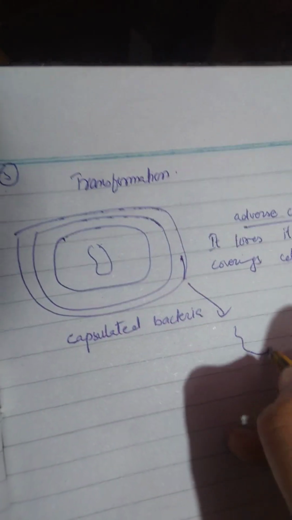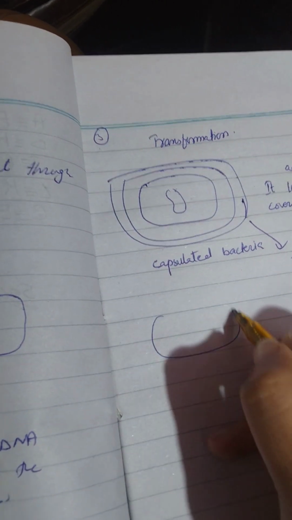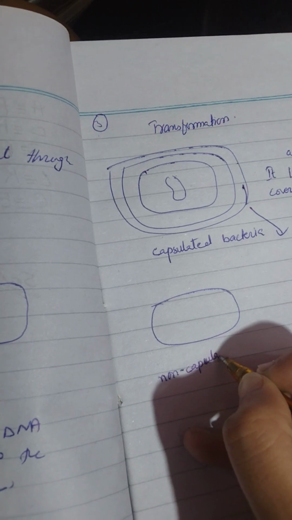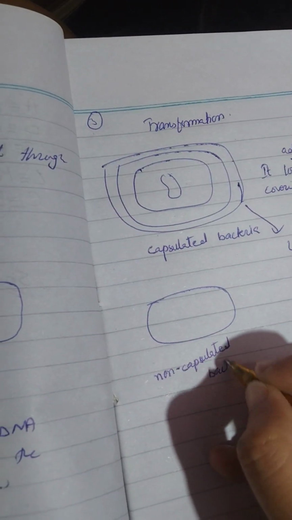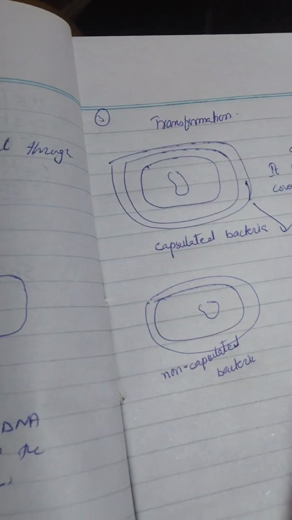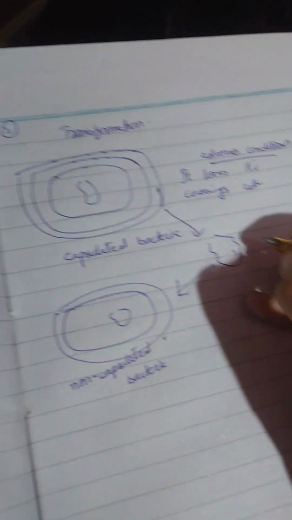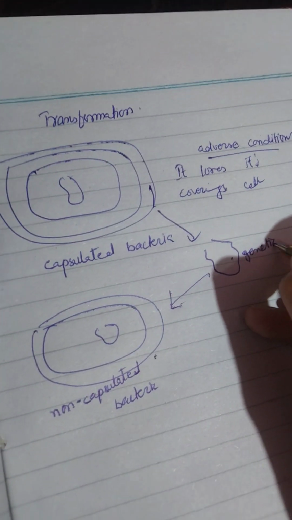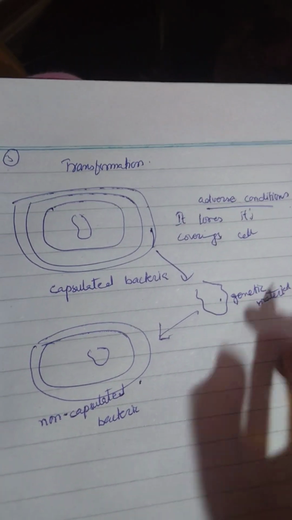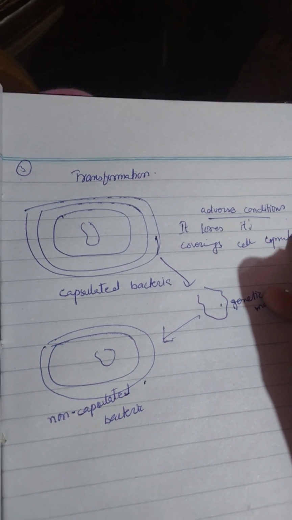Now what will happen? This genetic material is surviving. Now consider that there is another bacteria which is non-capsulated. This is a non-capsulated bacteria and its genetic material. Now what will happen? This bacteria will attract this genetic material towards itself. This is only genetic material, as it has lost its covering, its capsule, due to the adverse condition.